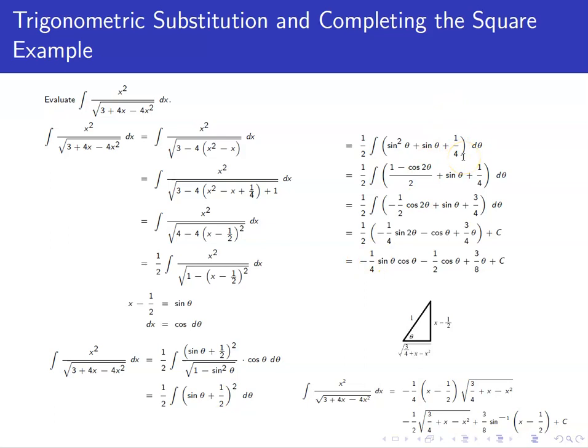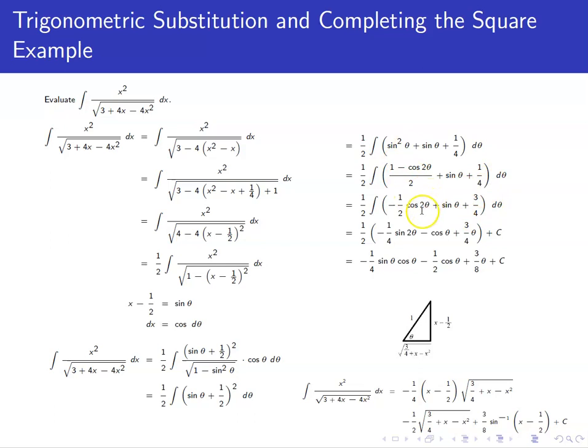We distribute, and get sine squared theta plus sine theta plus 1/4. We replace sine squared with the appropriate power reducing formula, which is 1 minus cosine 2 theta over 2. And now do a little housekeeping. We've got a 1/2 plus 1/4, so that's going to give me 3/4. And then we get a minus 1/2 cosine 2 theta here.